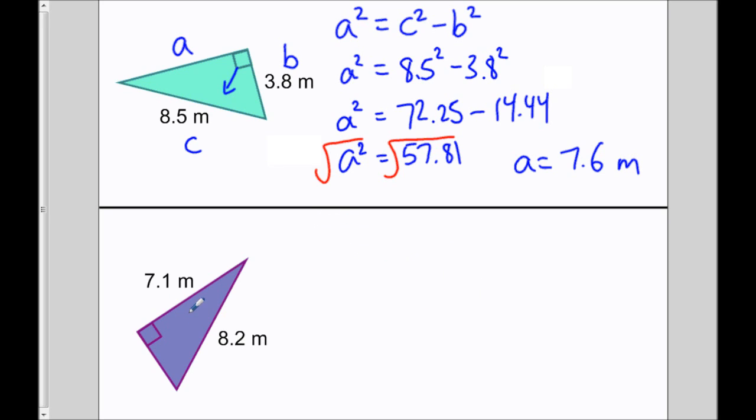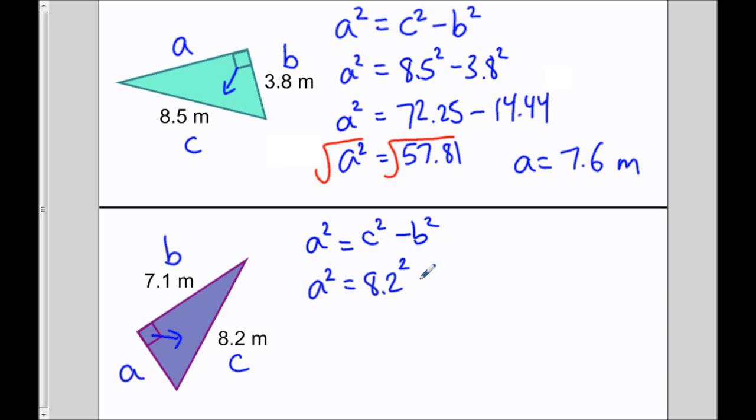Okay. So the missing side, okay, is one of the legs. This side here is the hypotenuse. So we're going to label this side C, this side B, and the missing side A. So we're going to write A squared is equal to C squared minus B squared. A squared is equal to, instead of C, right, we know what that is. That side is 8.2 meters. So we're going to write 8.2 squared minus 7.1 squared.